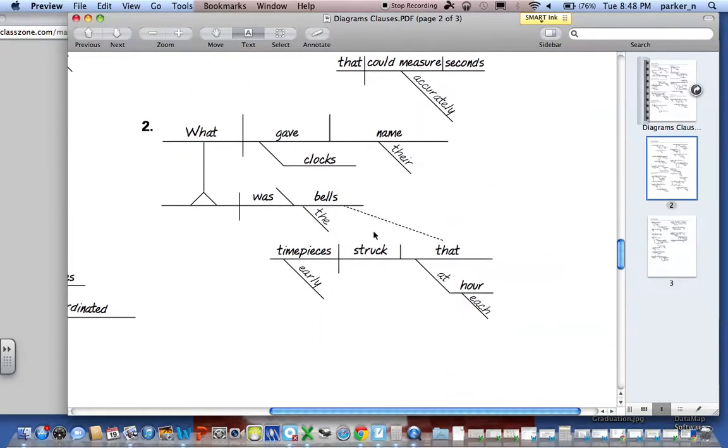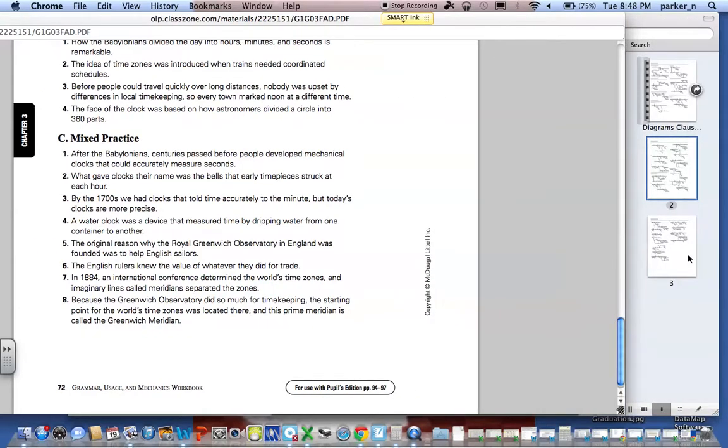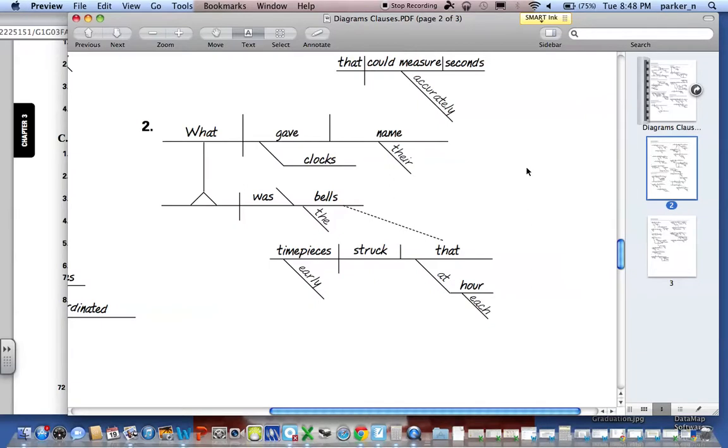Okay? Which bells? That timepieces struck. Timepieces struck what? It struck that when at each hour. Early timepieces. I'm feeling like at each hour probably goes under struck. Yeah, it does. And that's why we don't always trust this book. Because you know that Mama Parker finds the mistakes. At each hour actually modifies when it struck. Right? So we're going to put that as an adverbial prepositional phrase under the word struck. Okay?